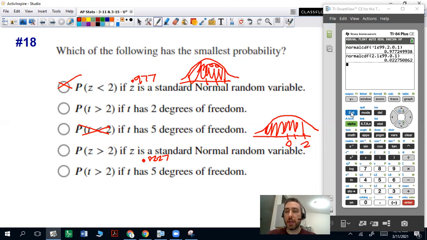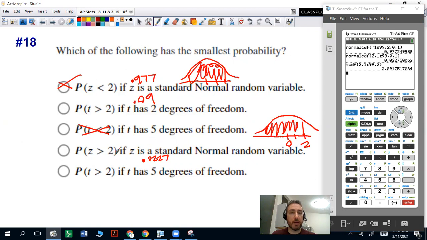So if we go to 2nd Vars, tCDF, and I do my lower at 2, my upper at 1E99, and I put my degrees of freedom at 2, you get 0.09. So that's not as small as the Z one.